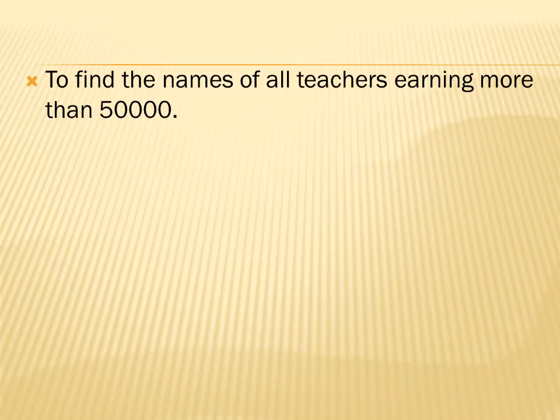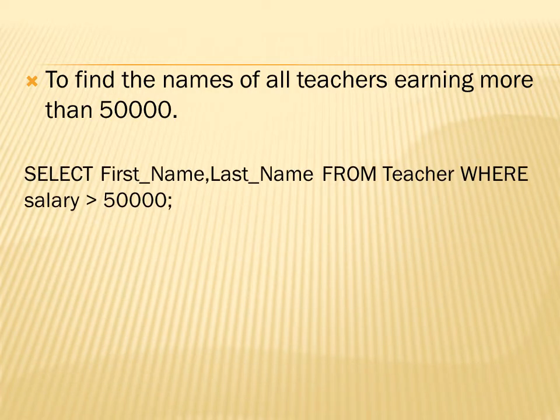Now let us take another query to find the names of all the teachers who are earning more than 50,000 in salary. So how to write? This is the way. Here we will not use the star because we want to find only the names. So select first name, comma, last name, from which table? Name of table is teacher. Condition is where salary is greater than 50,000.